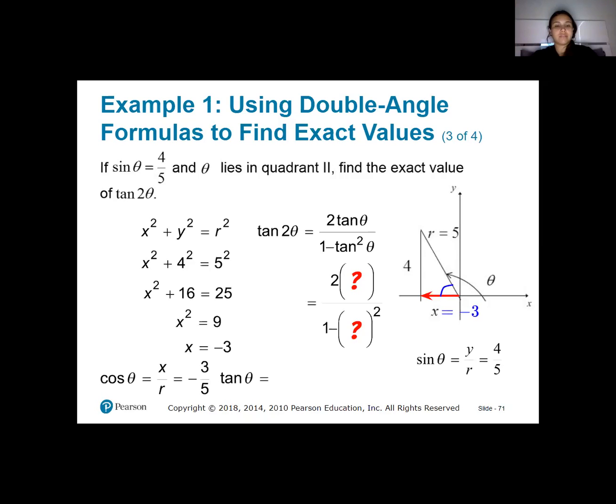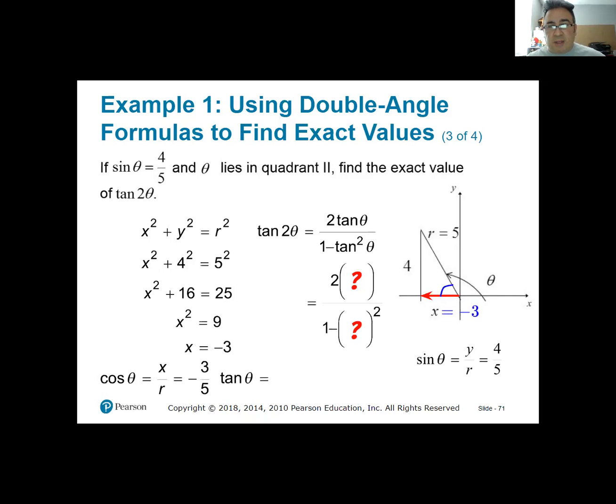Four over 5 over negative 3 over 5. Very good. That's one way to do it. If you're talking about the triangle, those things would cancel, right? If you're just talking about the triangle, tangent is opposite over? Adjacent. So either way you can do it, Alyssa, okay?